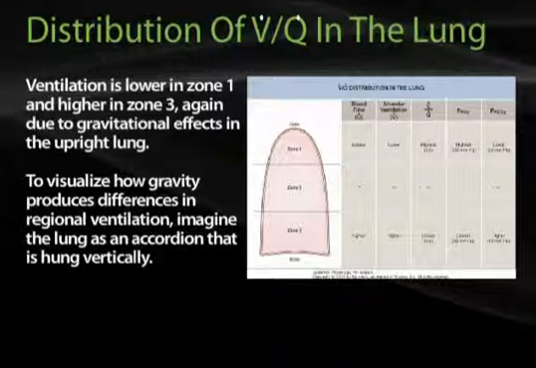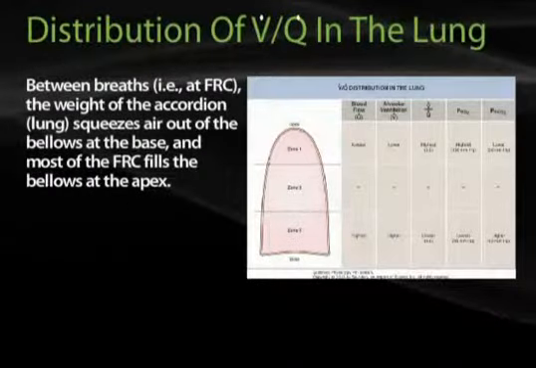To think about how gravity produces differences in regional ventilation, imagine the lung as an accordion that is hung vertically. Between breaths, when we're at FRC, the weight of the accordion, the weight of the lung, squeezes air out of the bellows at the base, and most of the FRC fills the bellows at the apex.